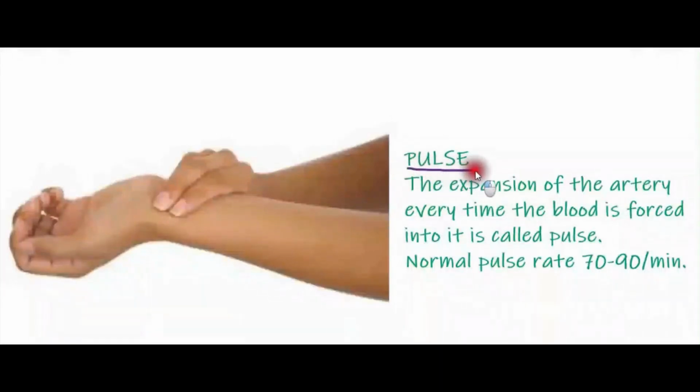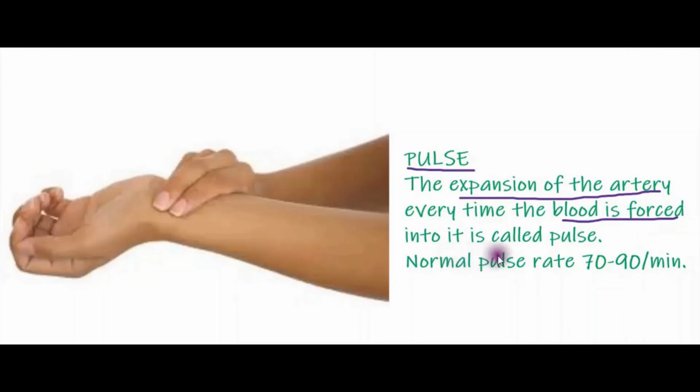Pulse. So the next topic is pulse. When the heart beats, the blood is forced into the arteries, right? At that time, there is expansion of the artery every time the blood is forced into it. Already I told you, the arteries carry the blood pumped from the heart. So arteries have thick walls. Why do they have thick walls? Because the blood is forced into the arteries with high pressure.